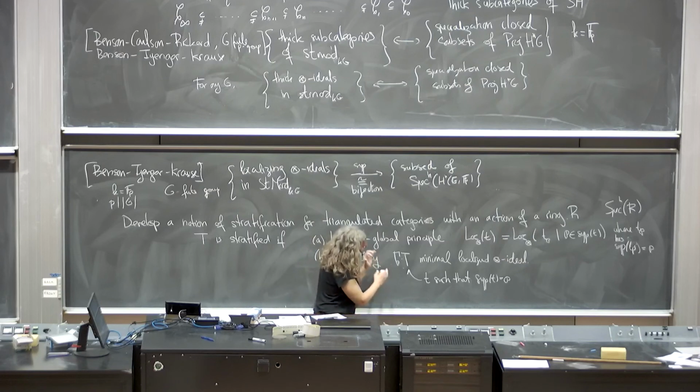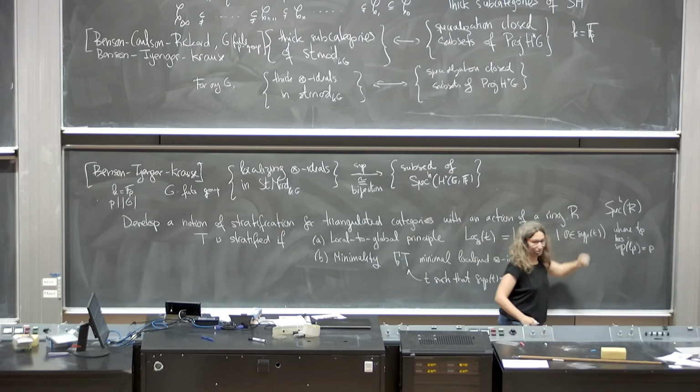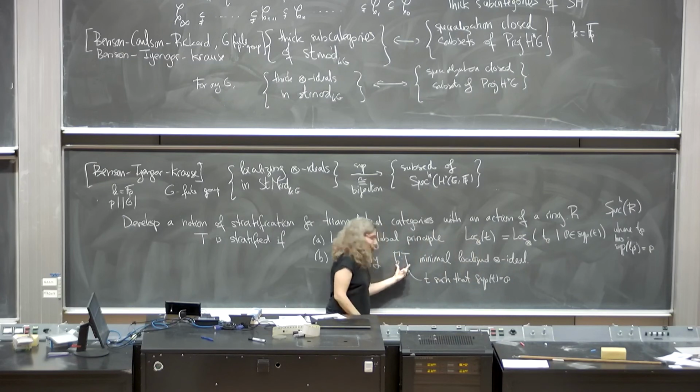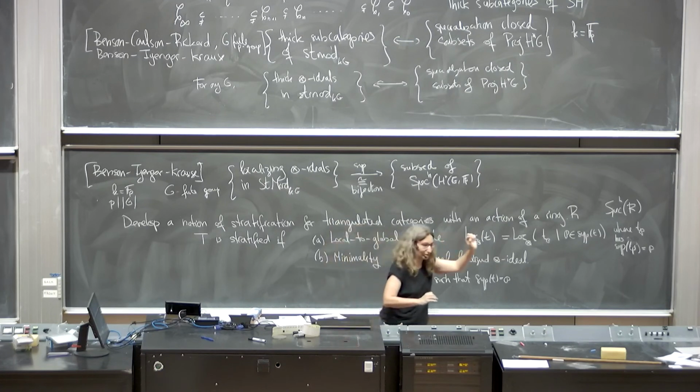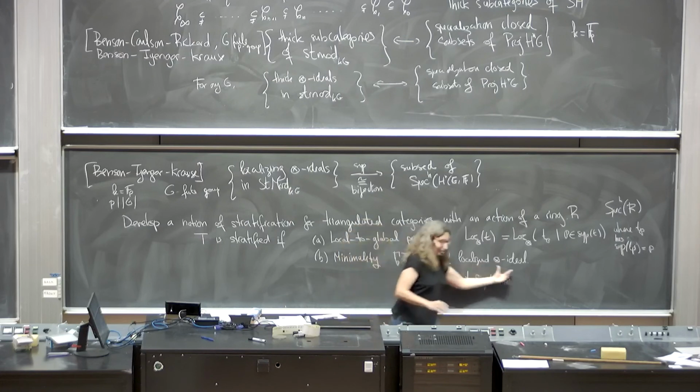Yeah, so you fix a prime. In this case, it will be a prime in this spectrum, and in general, it will be a prime in the Balmer spectrum. And you look at all the objects whose support is this single prime, nothing else. That the support of the object is a single prime. That all the information of this object is captured by this single prime. And this gives you a localizing tensor ideal.